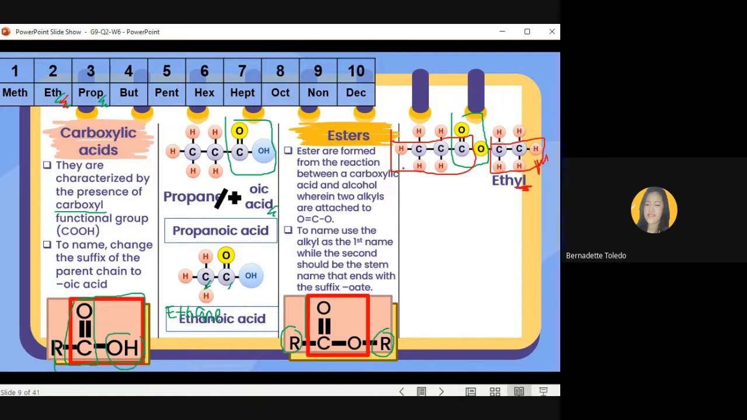Now, this one would be the parent chain or the second chain that should end with OA and OATE. So we will name this one just like how we did this on this carboxylic acid. So we will identify the alkane name of this one. So we have three carbon here. So the prefix for three carbon is prop. So the name of this alkane is propane. Cancel out the E and add OATE. So the name of this second chain is this one.